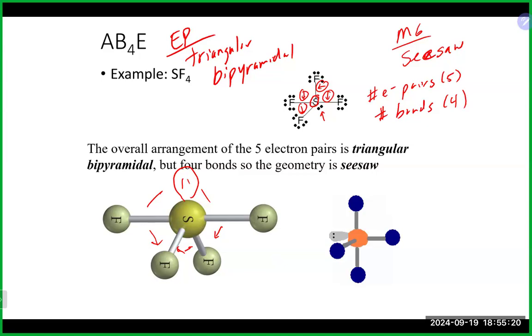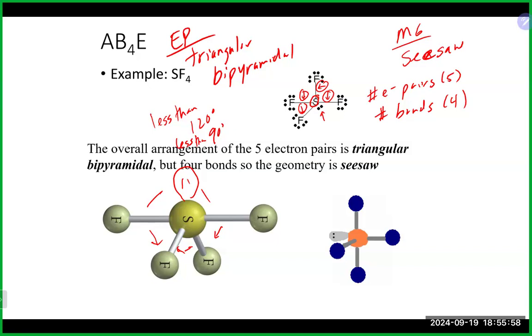And seesaw has less than the 120 and 90 degrees, and a little less than that as well. If you come across maybe an older book, seesaw is also sometimes referred to as distorted tetrahedral. Old school name, distorted tetrahedral. I would say that most books nowadays roll with seesaw for that name, but if you come across distorted tetrahedral, that's also seesaw basically. So it's the same geometry.